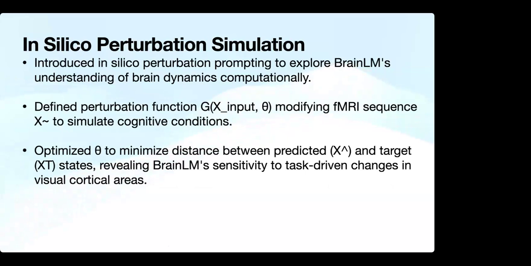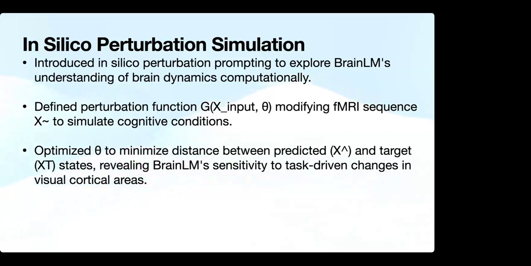Okay, so this is where they talk about the perturbation simulation that they did. Essentially, from what I can tell, the input to the model was slightly altered using a technique, and then they looked at how the model responded to these different disturbances. This is something that they're claiming as one of their main contributions, as well as being novel. They're calling it in silico perturbation prompting, to explore BrainLM's understanding of brain dynamics.